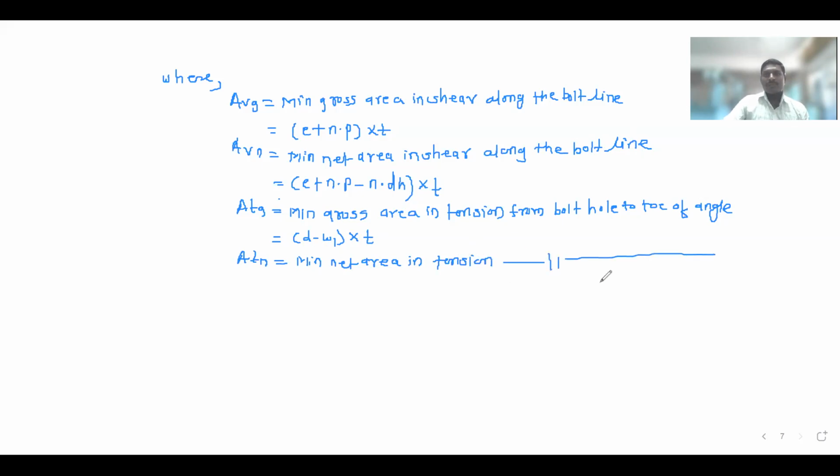And fourth is the minimum net area in tension from first bolt to the toe, ATN, equal to (D minus W1 minus half into DH) into T. See, these are the four unknowns from this design strength due to block shear. So everyone please write down.